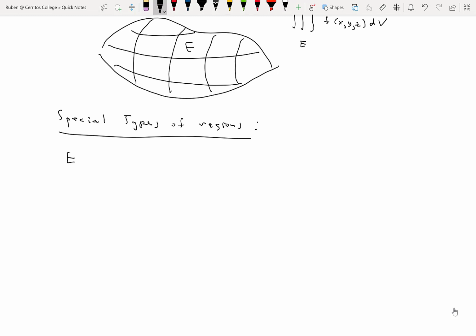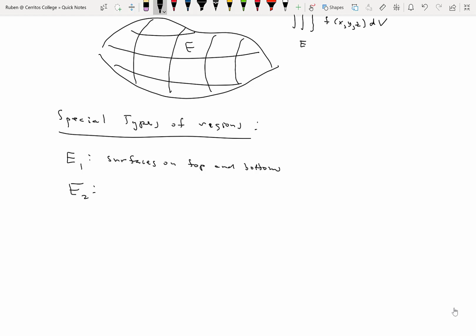We'll say E1. E1 is a type of region where you have surfaces on top and bottom. The surface on top is z equals some function of x and y, and the bottom is z equals some other function of x and y. More of that in a minute. The type 2 region, and these are regular Arabic numbers 1 and 2, not Roman numerals. So E1, surfaces on top and bottom.